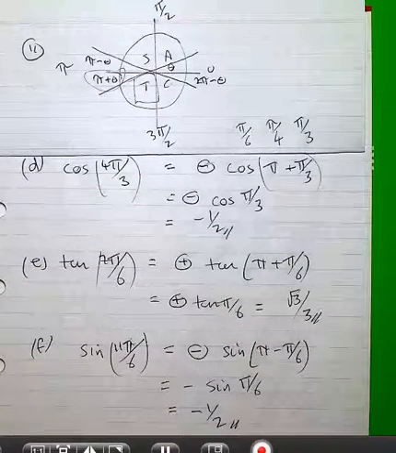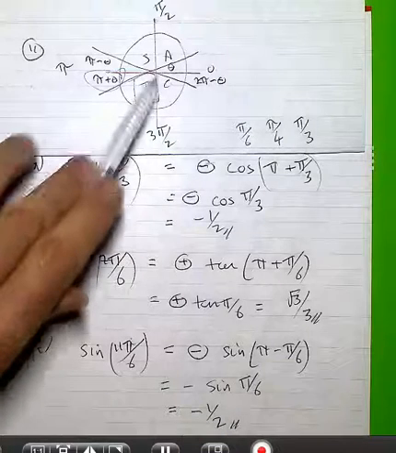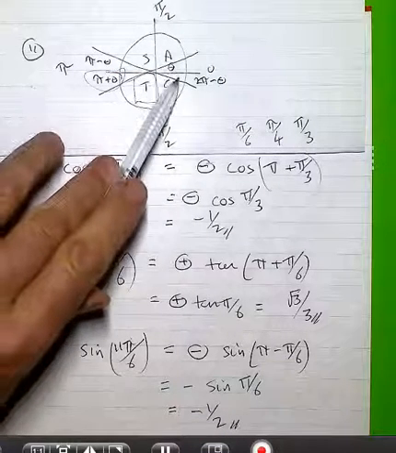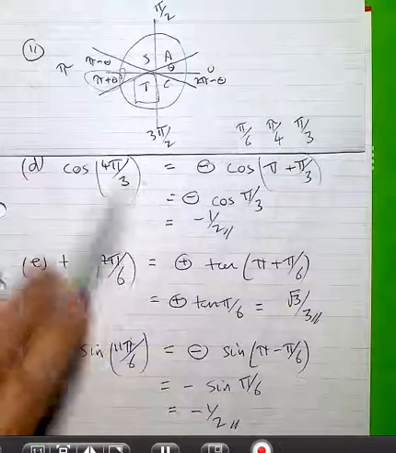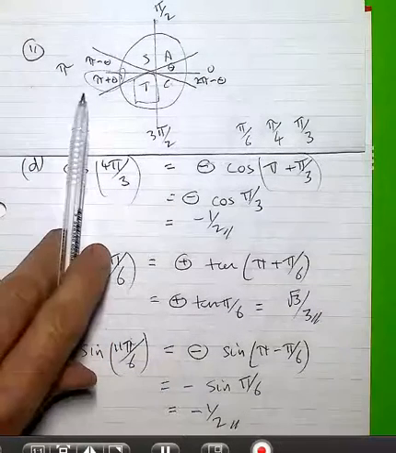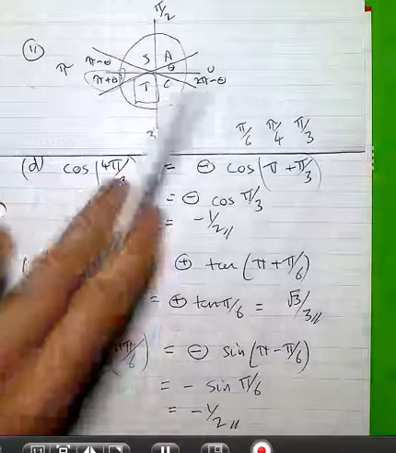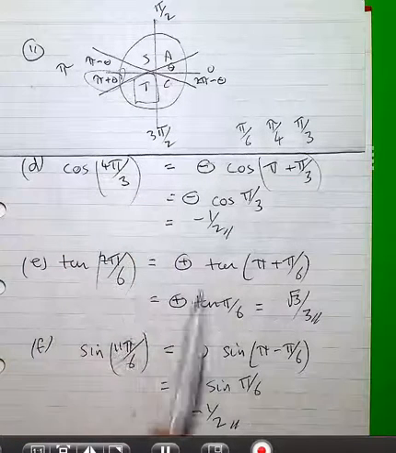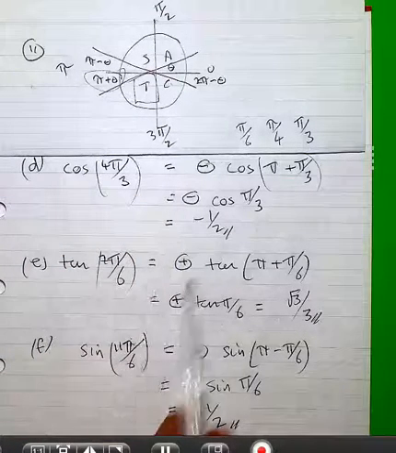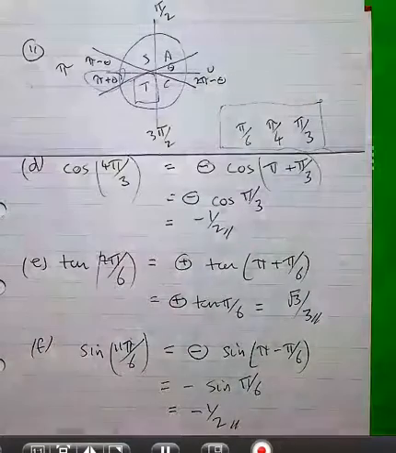So draw your CAST diagram or use your information sheet. Look at the angles and the symmetry properties. Once you've worked out which of the quadrants you're in, convert the angle into the pi minus, the pi plus, or the 2 pi minus, and then the sine, and then convert to the angles or the radian measures in the first quadrant.